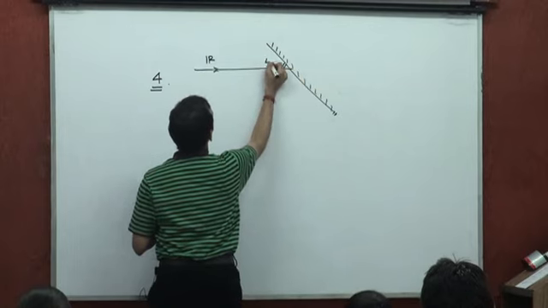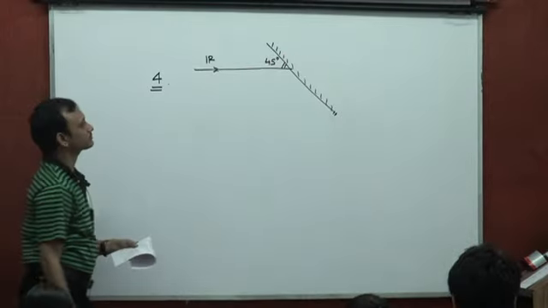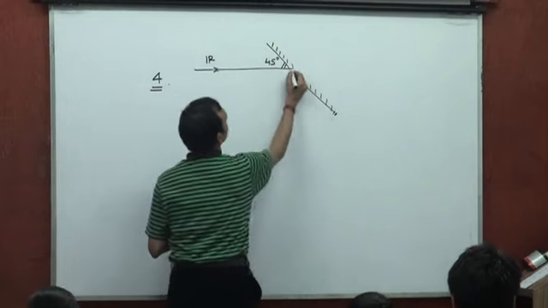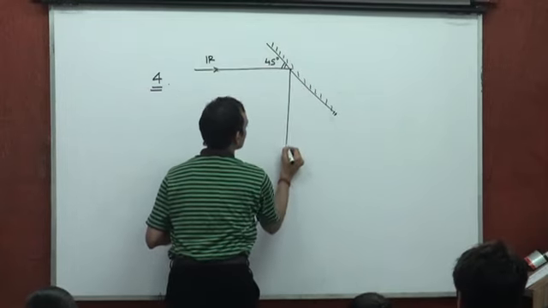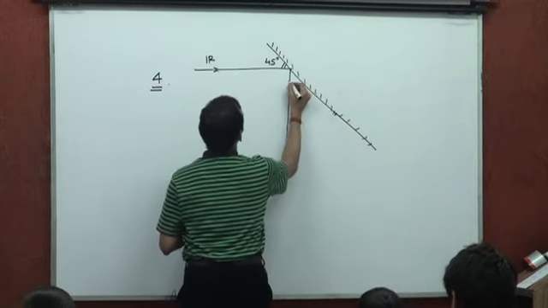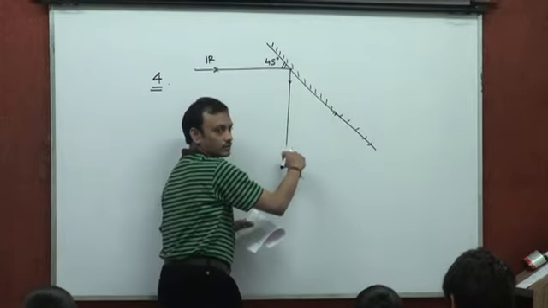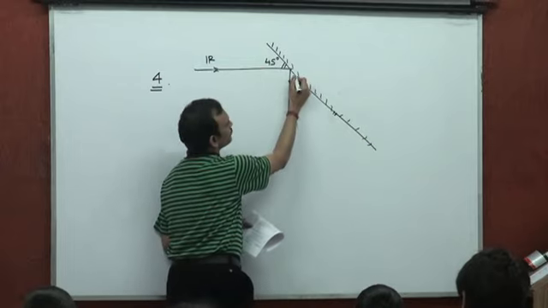And it's incident at, let's say the grazing angle is 45 degrees. That's given in the problem. This ray of light goes this way. The reflected ray goes this way, perpendicular, that is in the vertical direction. This is 45 degrees.